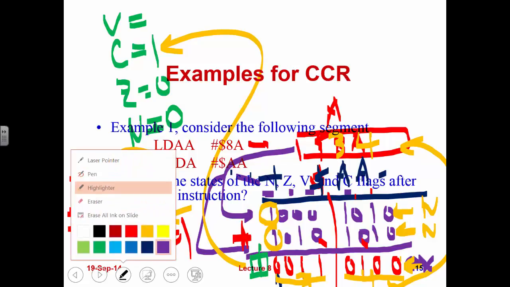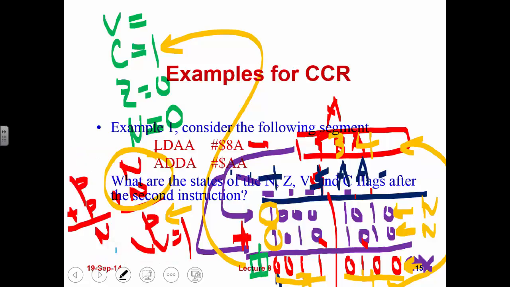Let me change to a different color. This bit is 0. The leftmost bit is 0. That tells us this number is positive. So we come to this case, positive. Adding 2 negative numbers here, you got positive. That makes V equal to 1. So V here is 1.